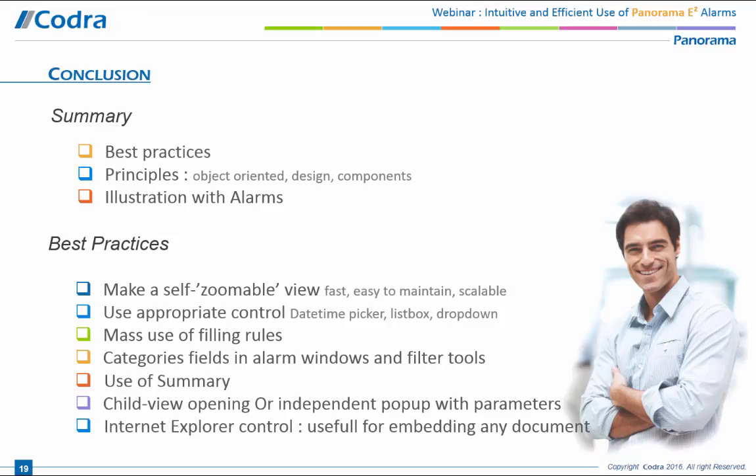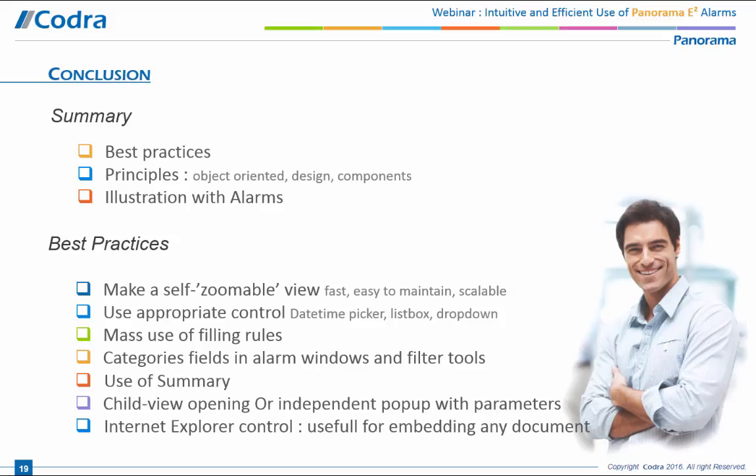We will provide you this application on our website. So you will be able to build easily a self-zoomable view. We showed you a massive use of several controls to adapt filtering options of your windows. Usually when you build components, you use the filling rules everywhere in your applications. And we showed you how to build categorized fields for using it to display in the alarm windows. We presented the summary object, which is very easy to use in your application.